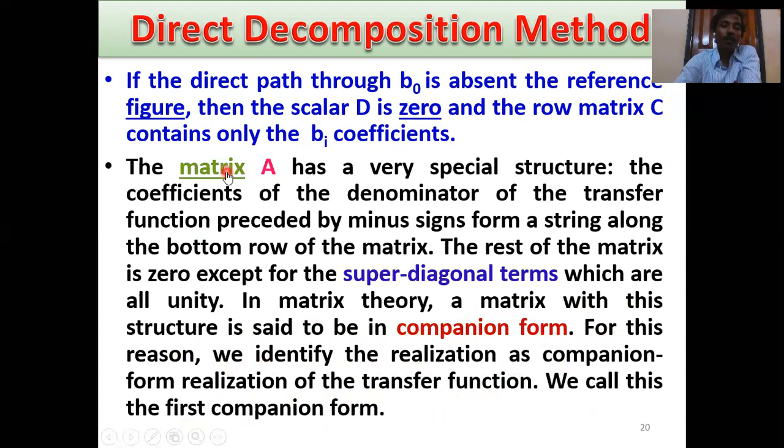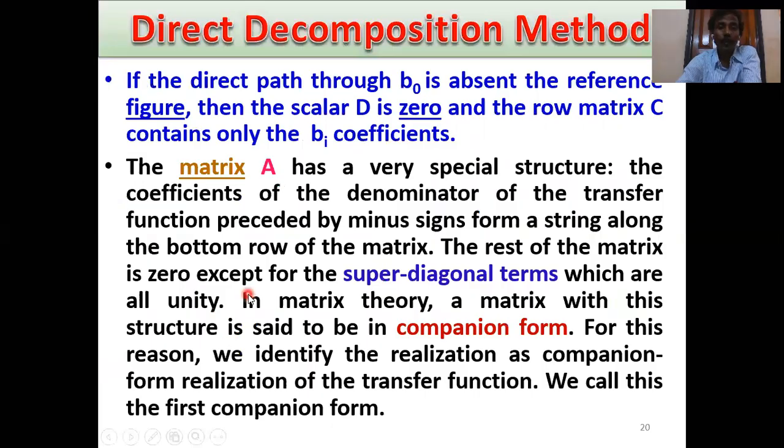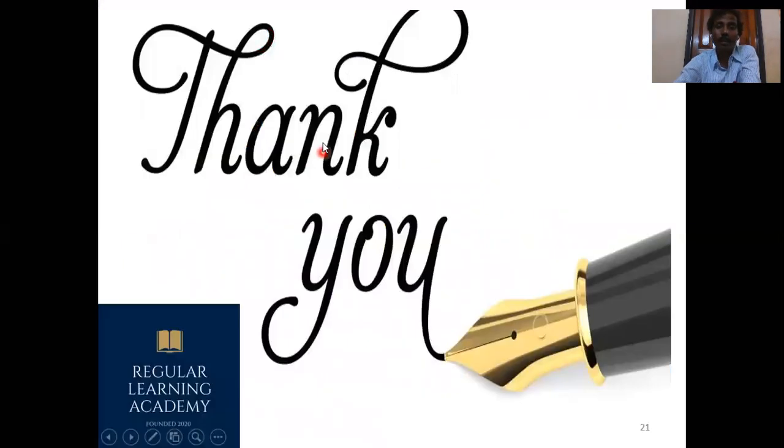So what is the matrix form? This is the matrix form. The last row has only the minus coefficients, the superdiagonal has only 1s, and all other entries are zeros. This type of matrix is called a companion form matrix. Thank you.